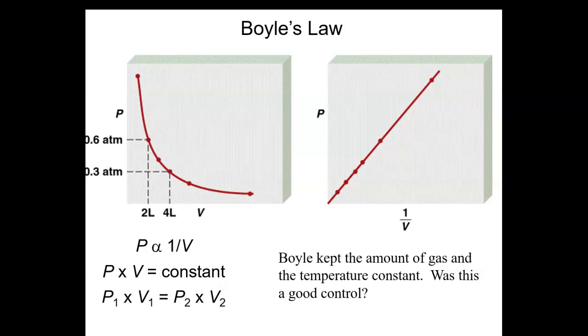Boyle kept the amount of gas and the temperature constant. Was this what he should have controlled to study the behavior of pressure and volume? Over here we see the straight line that results from graphing the pressure versus the reciprocal of the volume.